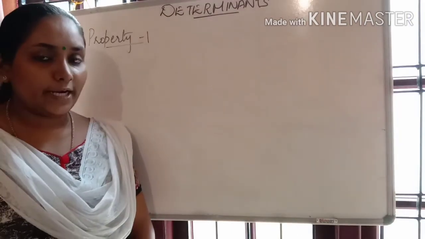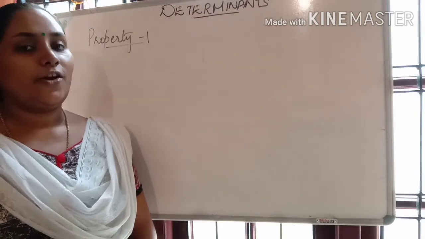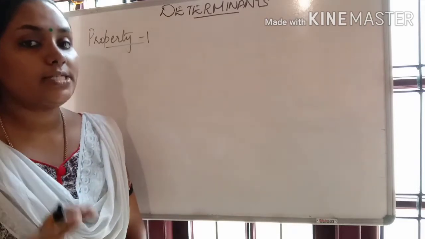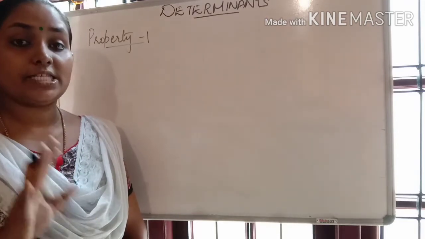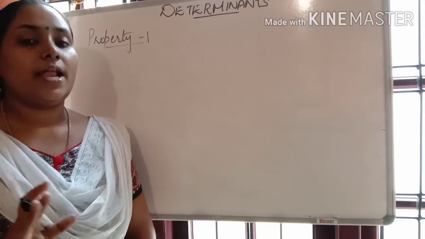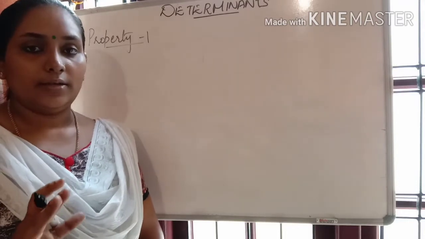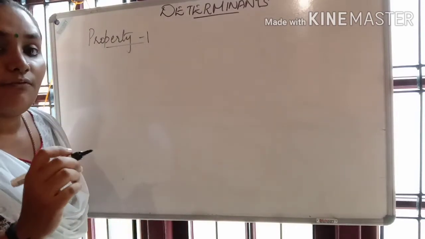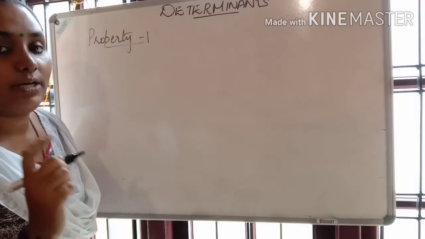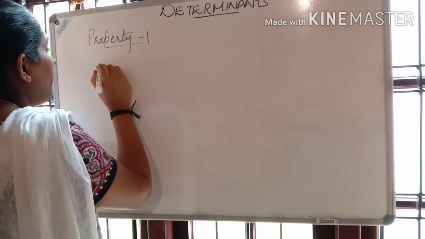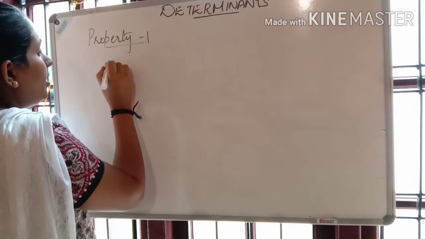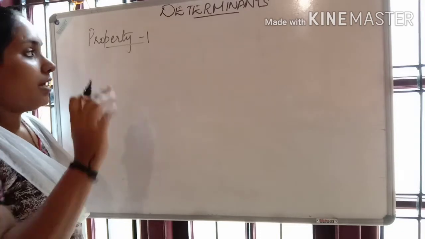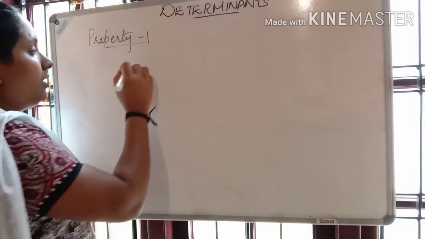Let us see the properties of this determinant. Okay, first property, that is the value of determinant remains unchanged if its rows and columns are interchanged. Let us see one example. See, here first of all we can verify one set of determinant. Okay, verification. Here, before that we should know how to express the determinant of the matrix.